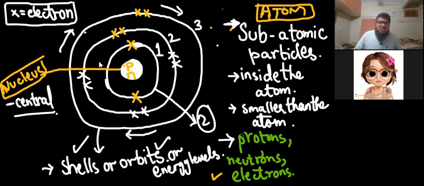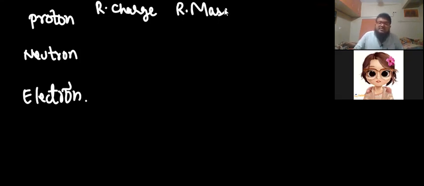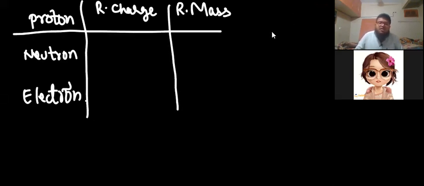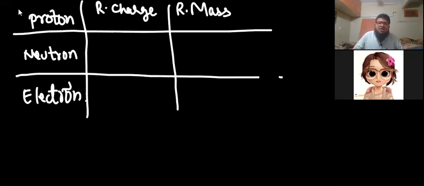Now let's talk about the charges and the number of electrons and protons present. Let me quickly draw out a table for you guys. Proton, neutron, and electron, and this is your charge and relative charge, and relative mass. Let's quickly go over this table.